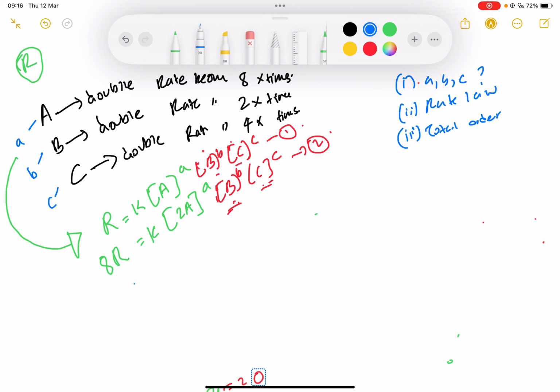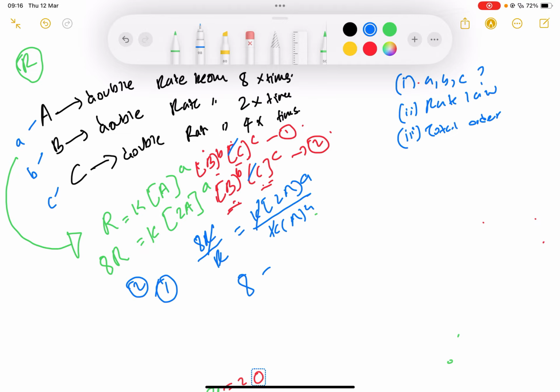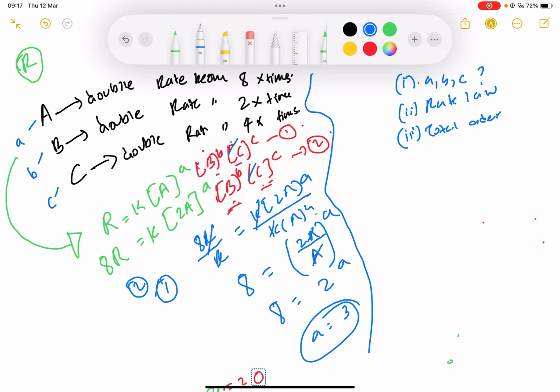Now you divide 2 by 1 or something. When you divide 2 by 1, 8r over r is equal, now these get cancelled, k(2a)^a over k(a)^a, k cancels, 8. Now 8 is equal to (2a over a) to the power a. Now this a and a cancel. Now 8 equals 2 to the power a. Then a has to be 3, right? Because 2 to the power 3 is only 8. Therefore, we have found out that a is 3. Okay, a is 3.